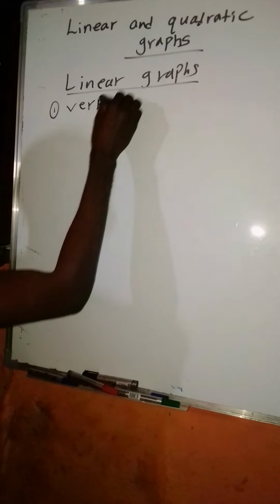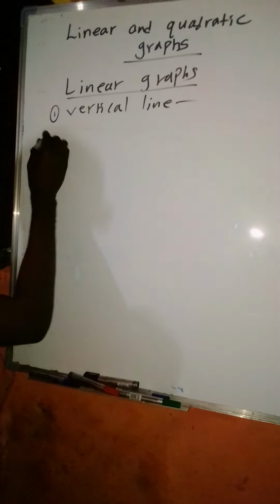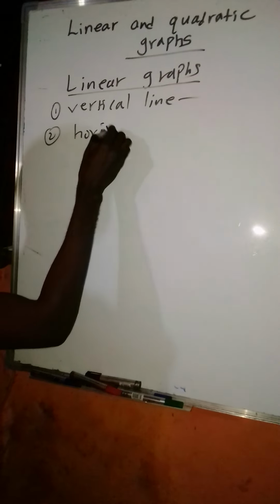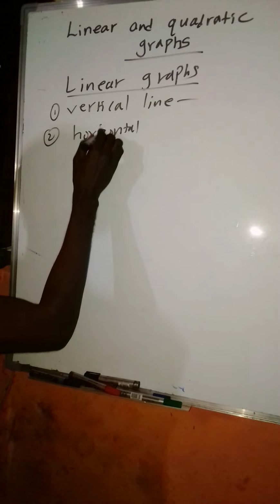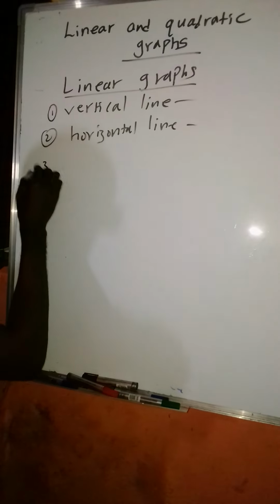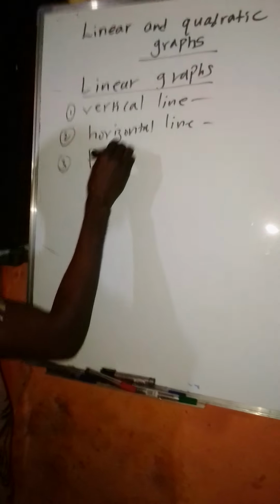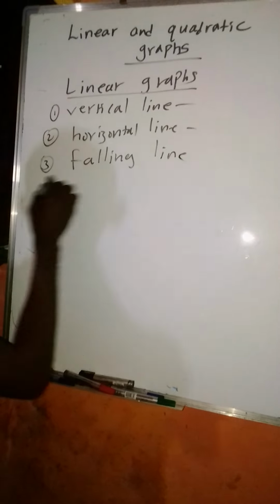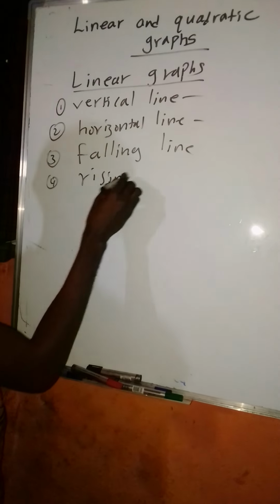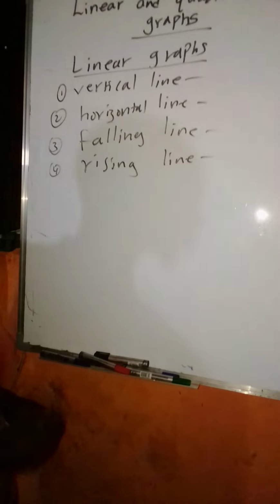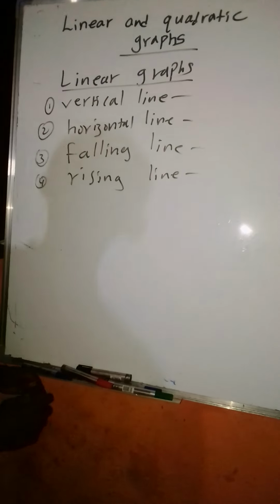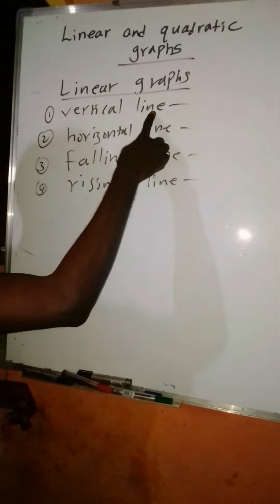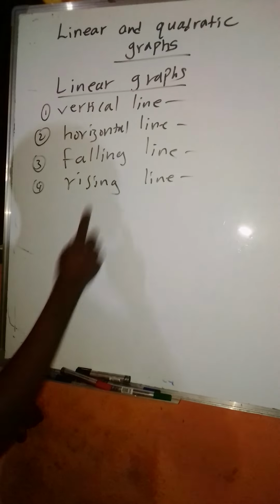So linear graphs, the first point, we have four types of graphs. We have four types of linear graphs. The first one, we have the vertical line, and the other one we have the horizontal line. The other type of linear graphs, we have the right falling line, and the last one now we can consider is the rising. So these are the four types of lines we can consider. So anytime you want to plot a linear graph, it can either fall on the vertical line, the horizontal line, the falling line, or the rising line.